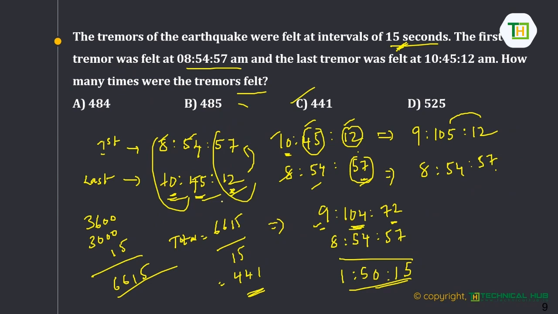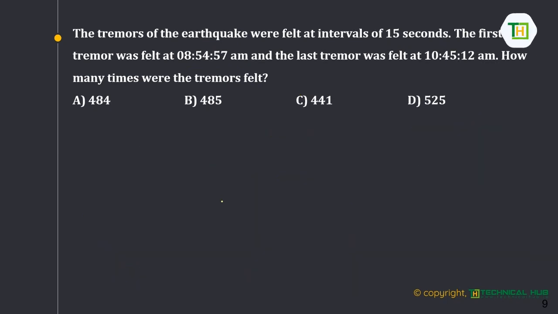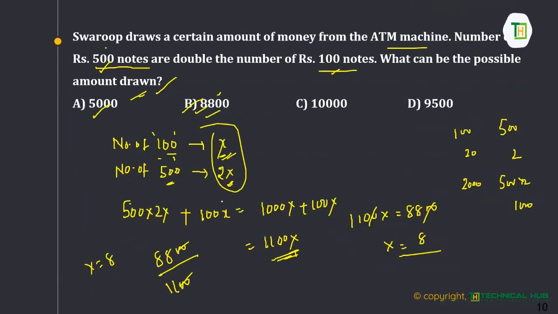So you have to take the last 15. Why are you dividing by 15? Because each interval time is given as 15. So how many tremors were felt in that time, they're asking. So this is a very simple question.